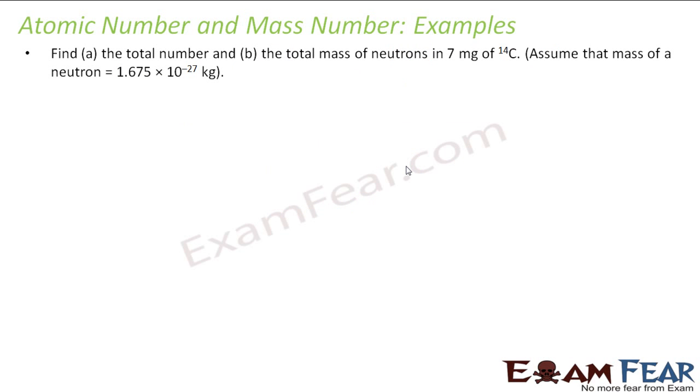Find the total number and total mass of neutrons in 7 milligram of carbon 14. And you assume the mass of a neutron is given. So please note, here we are looking only for neutrons. Neutron is our hero, correct? We have to find the number and mass of neutrons in 7 milligram of carbon.